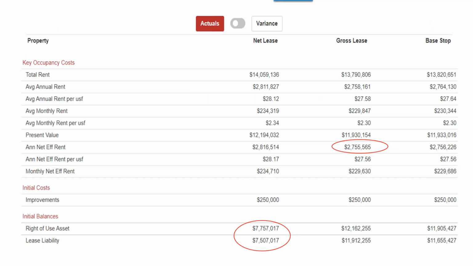Probably what's more interesting is to look at the actual cost for the tenant of each of these alternatives. So you've got your total rent and your average annual rent and all that. But I hopefully convinced you that what we really want to focus on is that net effective rent, because that takes into consideration the timing of those rent payments.